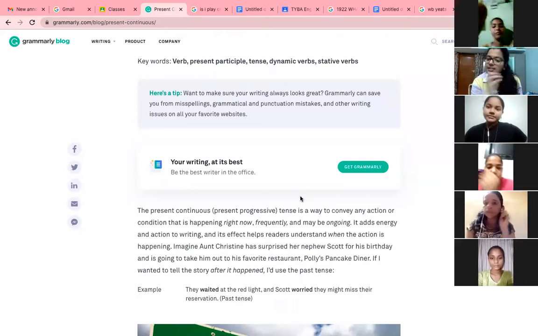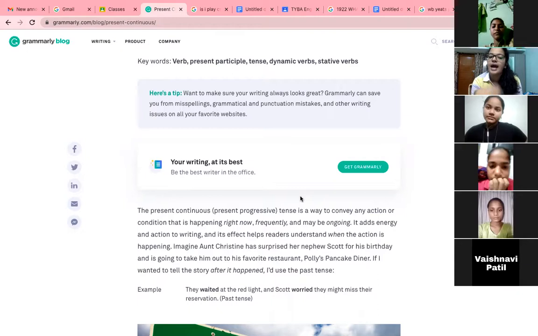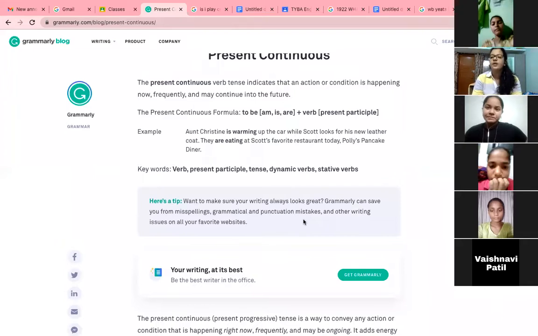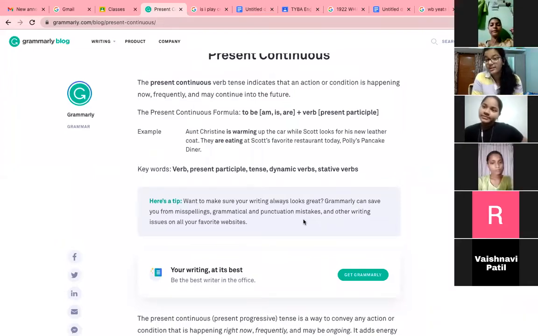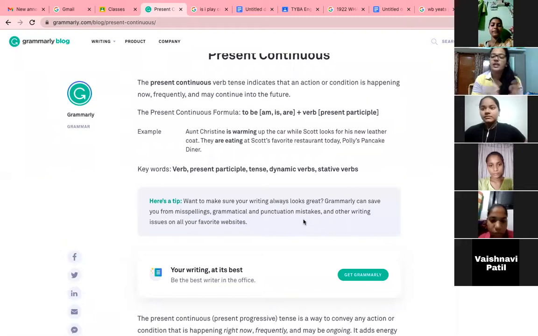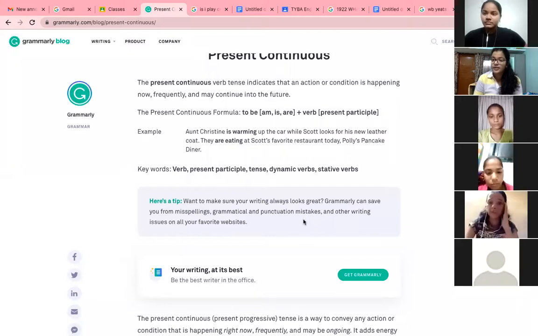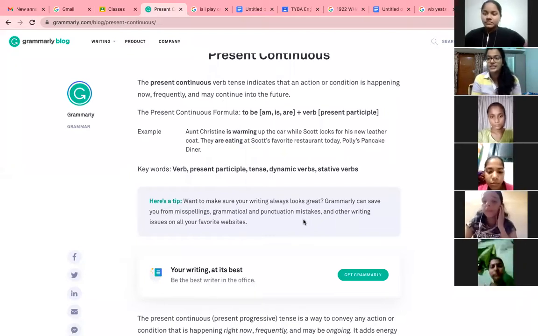Imagine Aunt Christine has surprised her nephew Scott for his birthday and is going to take him out to his favorite restaurant. Upar wale sentence mein humne kya tha? Aunt Christine, theek hai? Okay, let's convert this example into something that we are more familiar with. Rakshita Didi is warming up the session for Vaishnavi's introduction. Okay, I'm currently warming up this so that in the future Vaishnavi can come and she can do her introduction. It is a present continuous sentence. I'm currently continuing to warm you guys up.